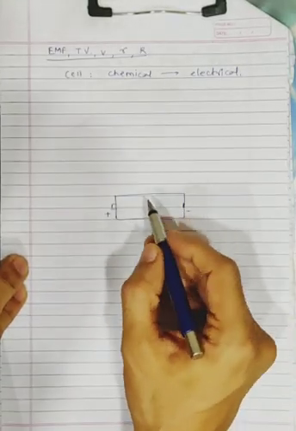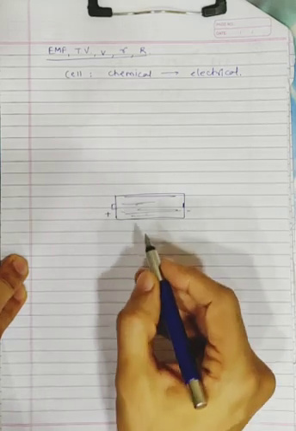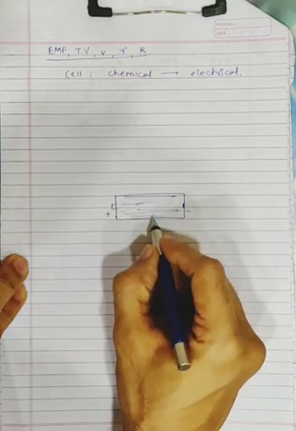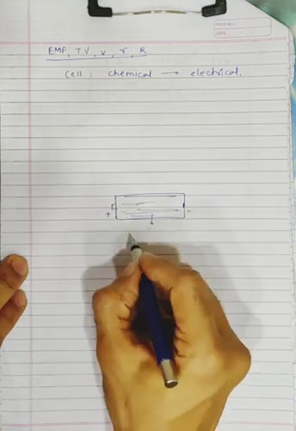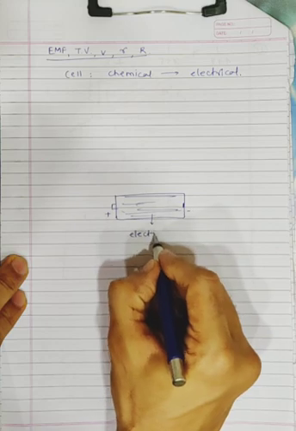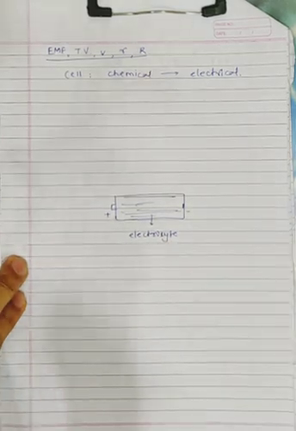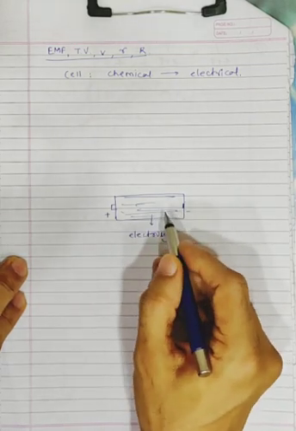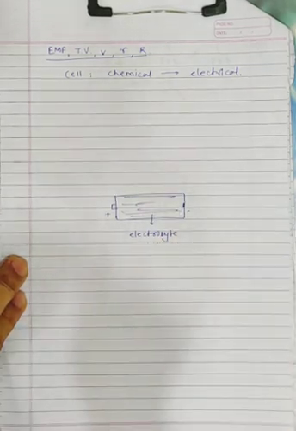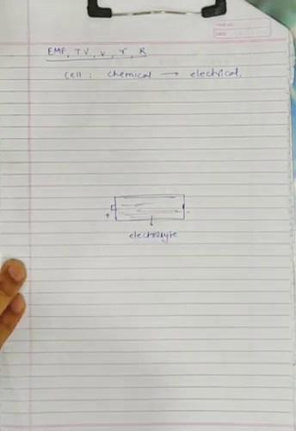Now the whole of this cell is filled with an electrolyte. What is an electrolyte? As I told you, if you've done electrolysis, you know we use sulfuric acid, hydrochloric acid, nitric acid, sodium chloride, any such liquid which is ionic. That is called an electrolyte.